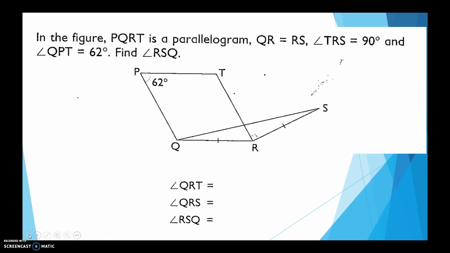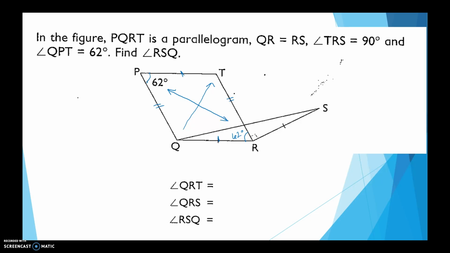In this figure, PQRT is a parallelogram. Okay, I'm just going to stop, and I'm going to start marking this right away. If this is a parallelogram, that means that opposite sides are the same. So those are equal, and then these two are equal. It also means that opposite angles are the same. So those two angles are equal. These two angles are equal. So just looking at this right now, if this is 62 degrees up here, this angle down here is going to be 62 degrees. Okay, let's keep going.